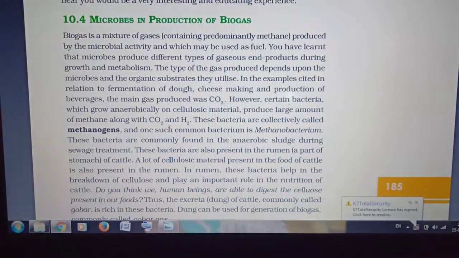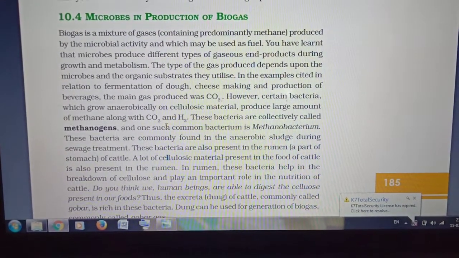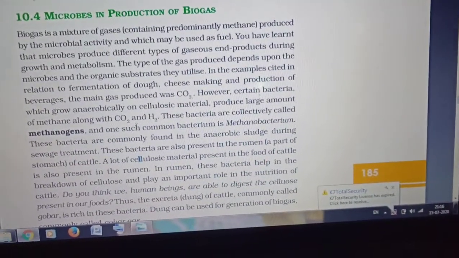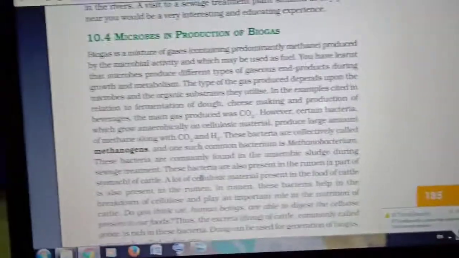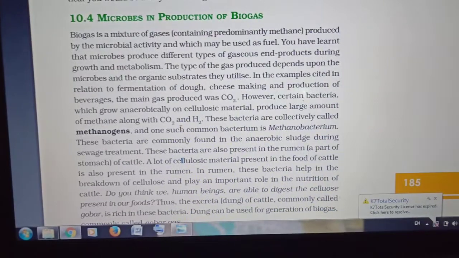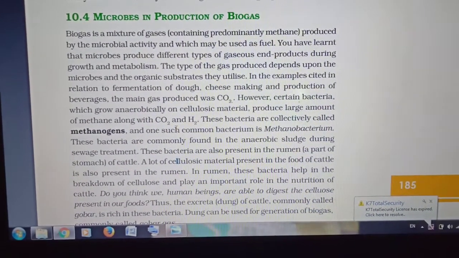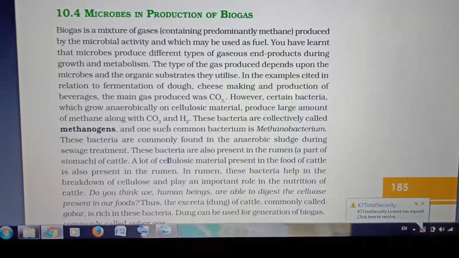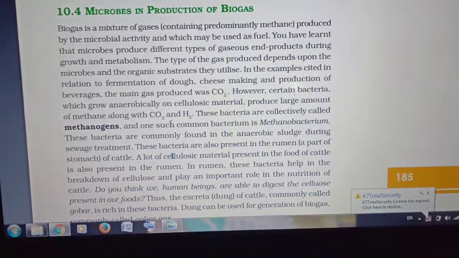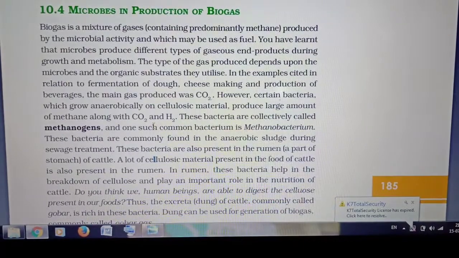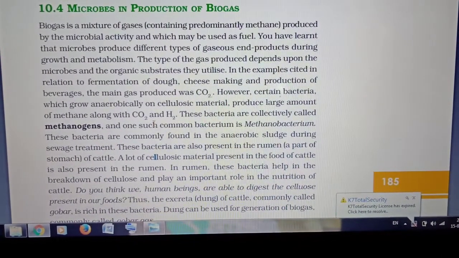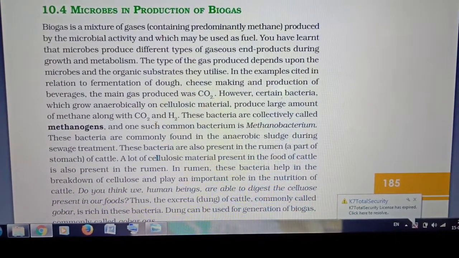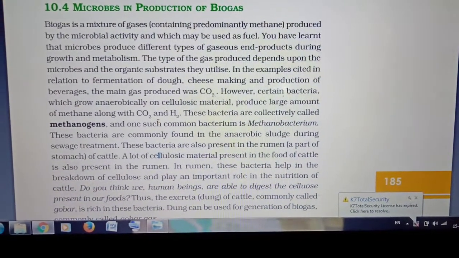Microbes produce different kinds of gaseous end products during their growth and metabolism. The type of gases produced depends upon the microorganisms and which organic substance they utilize, that is the medium on which they grow. They utilize the medium as a source of energy and they grow in that medium. It is different for various microorganisms, and the substrate on which they grow, which they utilize as a source of energy, also varies. According to that, the gaseous end product may vary during their growth and metabolism. The gases produced will be different.